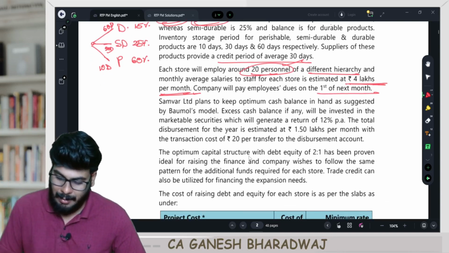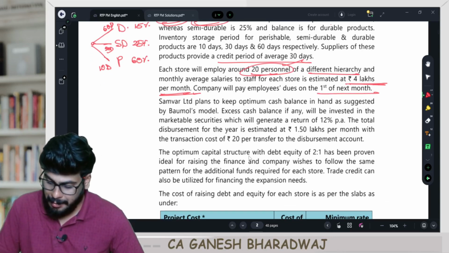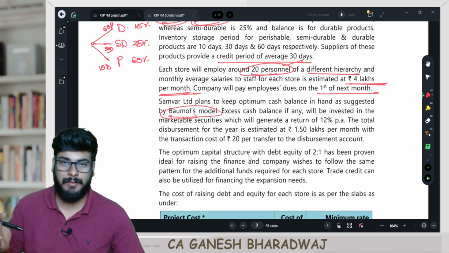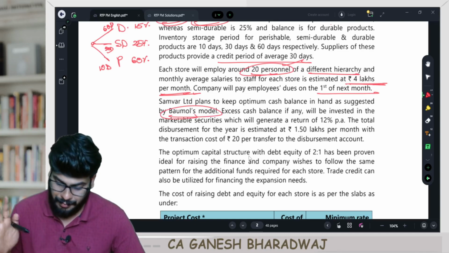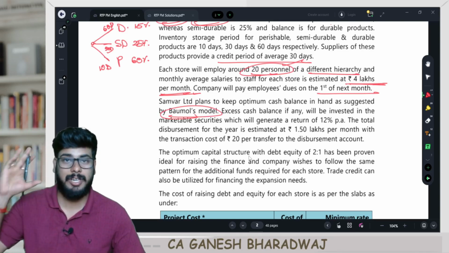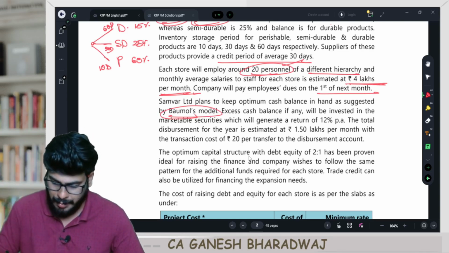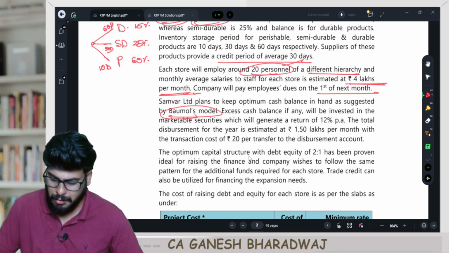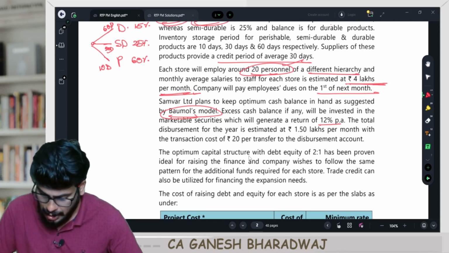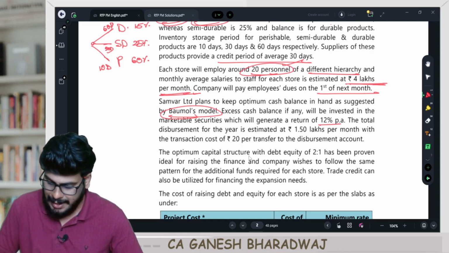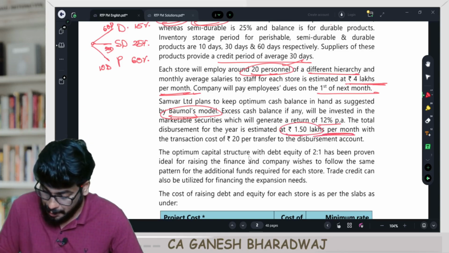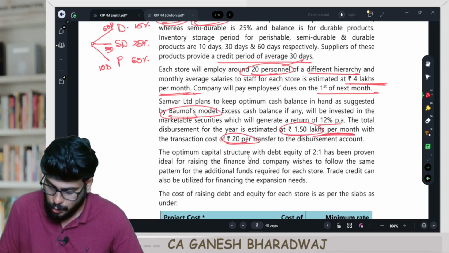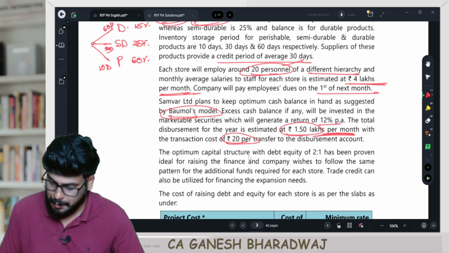Next, Summer Limited plans to keep the optimum cash balance in hand as suggested by Baumol's model. So Baumol's model we have, right? There is a formula and all. Using that, they have said that is going to be the amount of cash the company is going to maintain. Excess cash balance, if any, will be invested in marketable securities, which will generate a return of 12% per annum. The total disbursement for the year is estimated to be 1.5 lakh rupees per month. Be very careful, right? With a transaction cost of rupees 20 per transfer to the disbursement account.